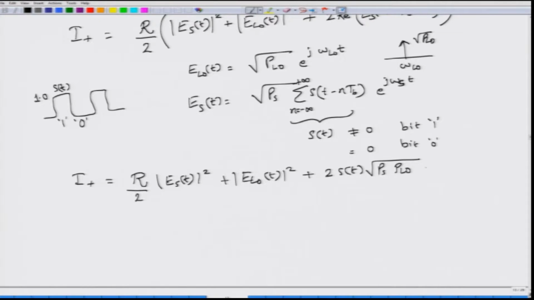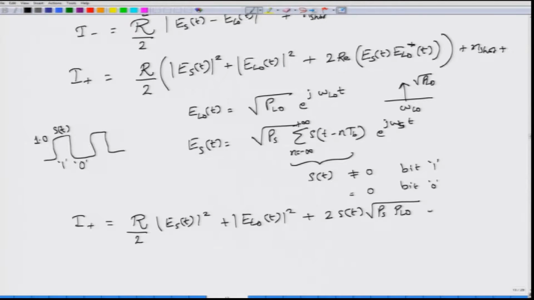Okay. Then there is of course, in the case of e to the power j omega s t, if you look at Es and ELO conjugate, you have e to the power j omega LO of t, which is getting conjugated, so you get a minus sign here. You have e power j omega s t, that would be there as it is. So you can combine these two to write this as e power j (omega s minus omega LO) into t. Of course you are taking the real part of it, so let us basically take the real part of it. Okay. This entire thing plus whatever the shot noise that you are going to get, this would be I plus.